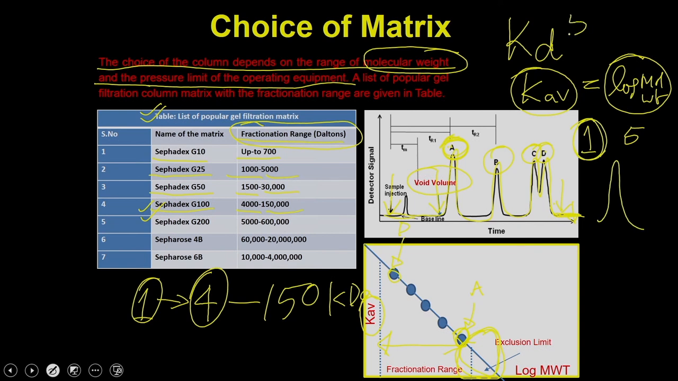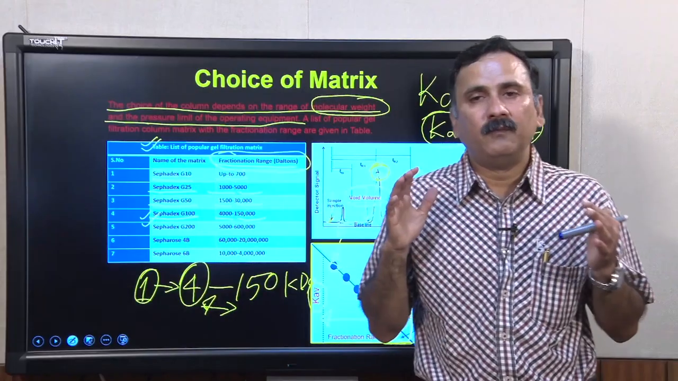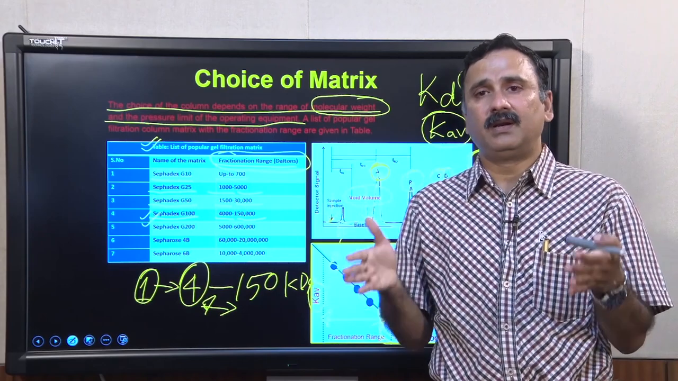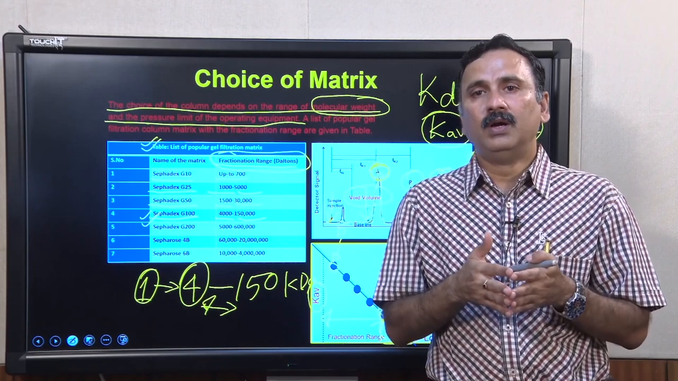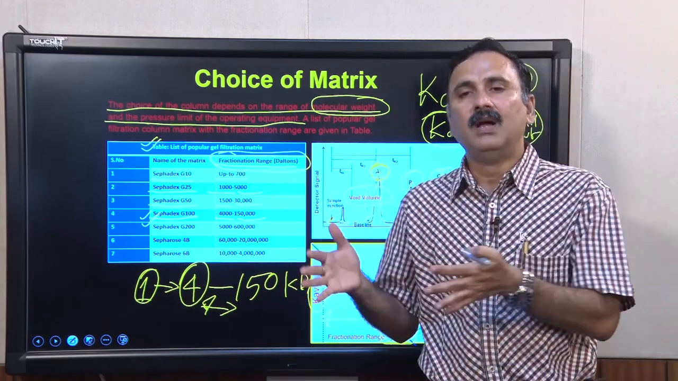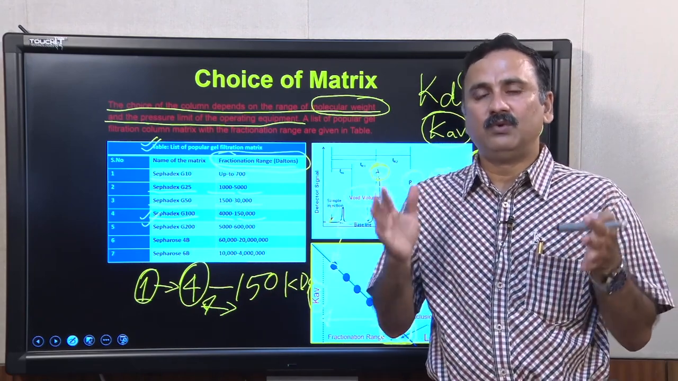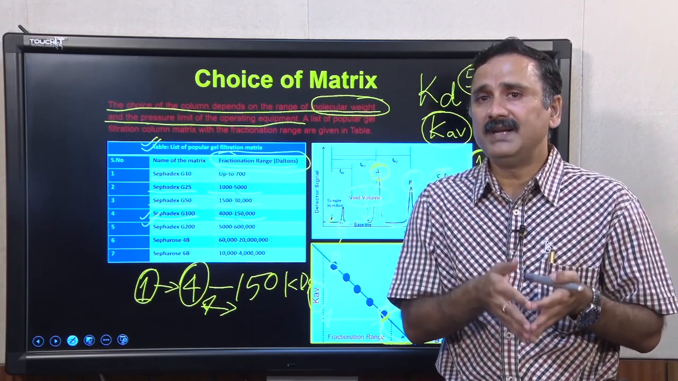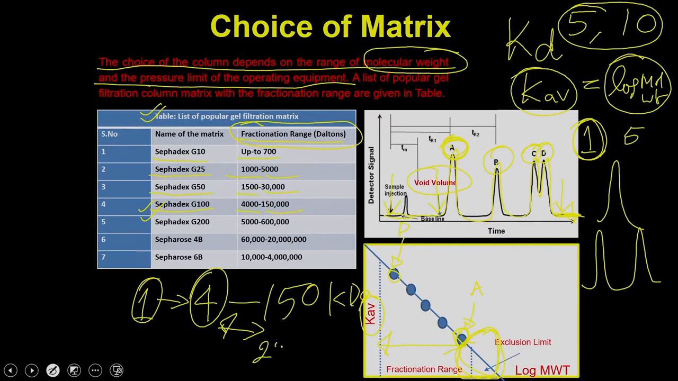Whereas if you have two proteins of 5 and 10, you can see two different peaks, because these two values fall within the fractionation range. So what the fractionation range means is that in this particular range, the column is efficient enough to separate the molecules. Whereas if you go above or below that, it will still be able to separate, but you will not see two individual peaks, which means the resolution of the column is compromised beyond the fractionation range. For example, a 250 kilodalton protein is also going to come along with the 150 kilodalton protein, because you cannot go beyond the void volume. The protein cannot be eluted before the void volume, so everything will come within the void volume.